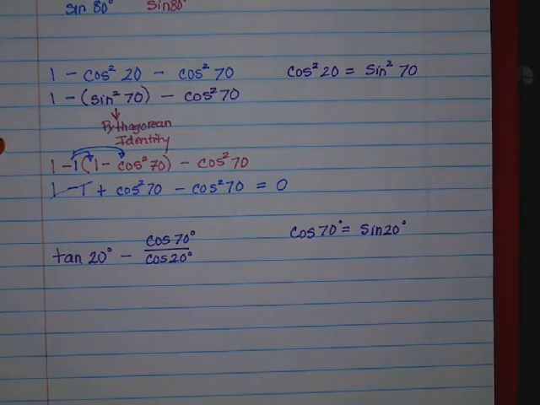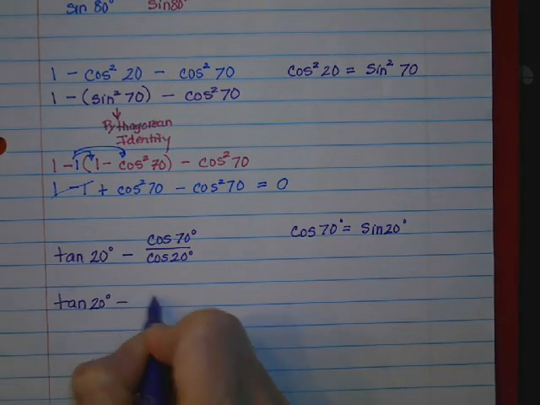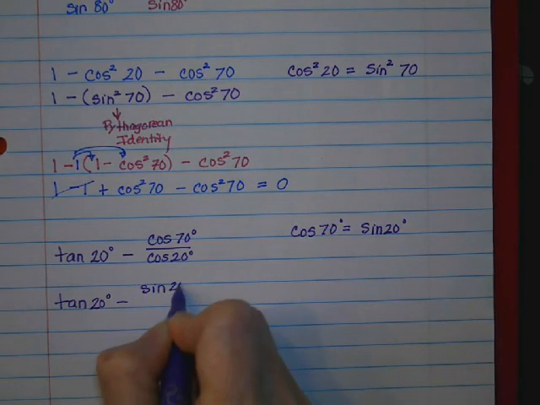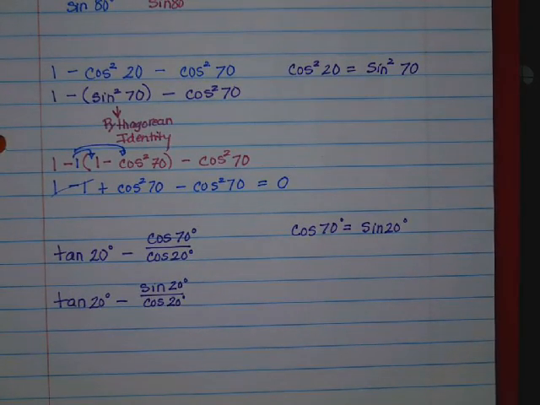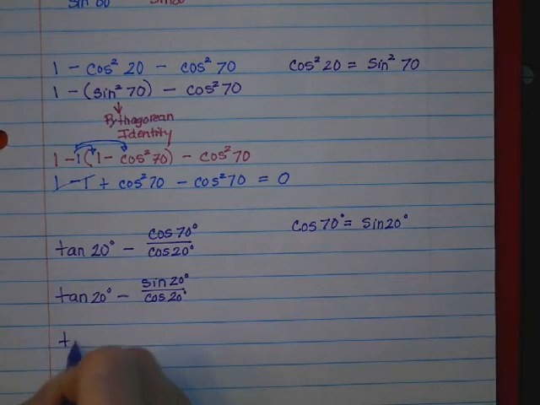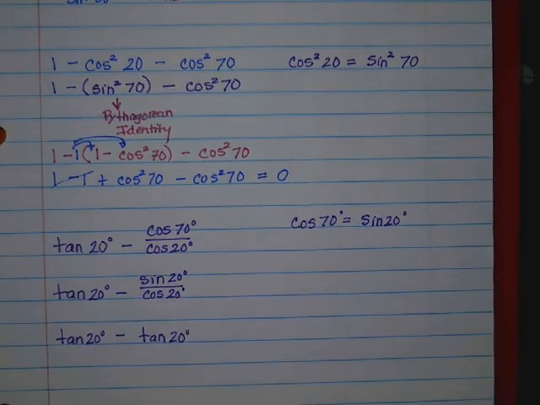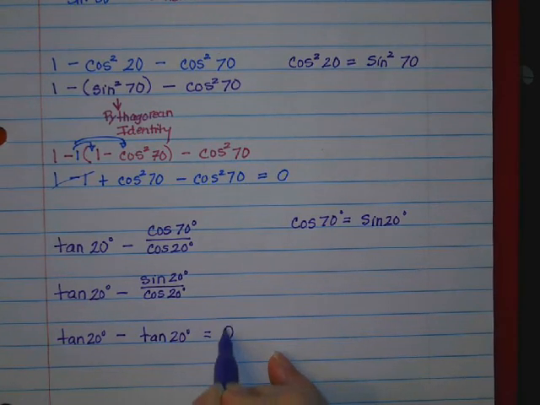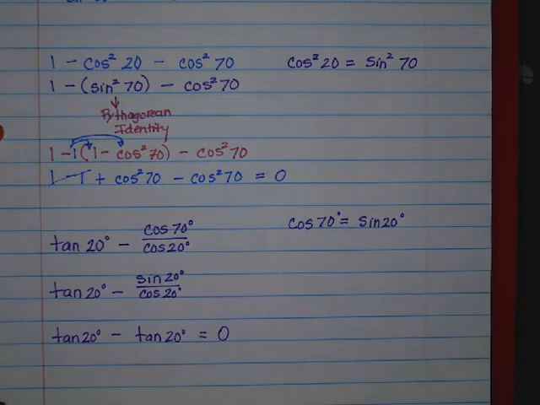All right, so now I can rewrite this as the tangent of 20 degrees minus the sine of 20 degrees over the cosine of 20 degrees. I know the sine of an angle over the cosine of an angle is equal to the tangent of an angle. So now I've got the tangent of 20 degrees minus the tangent of 20 degrees, which is 0. Then we have one final one to go, and that is going to be our cosine and sine.